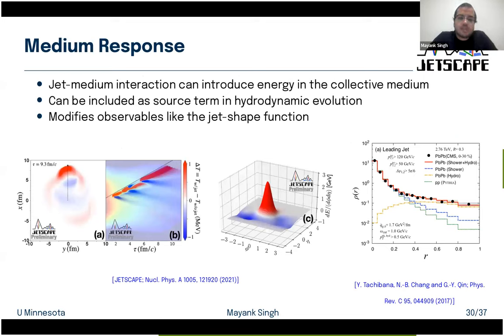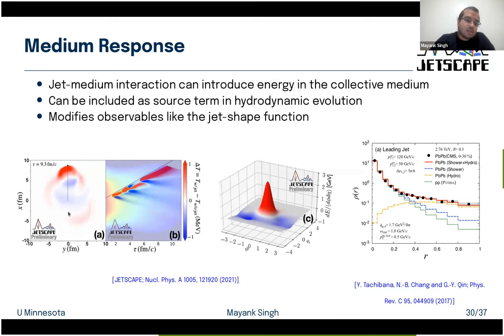Okay, let's change gears a bit and look at another interesting development over the last few years, which is the medium response. This is something to which JETSCAPE has contributed immensely. Jet-medium interaction can introduce energy into the collective medium. Typically, when you pass a jet through the medium, you're worried about what the medium is doing to the jet. But the jet is also losing energy, and that modifies the medium as well. That can also be included as a source term, the same way we did dynamical initialization for low energy collisions. At very high energy collisions, the jet energy loss can infuse energy into the system by acting as sources of energy momentum during the evolution.